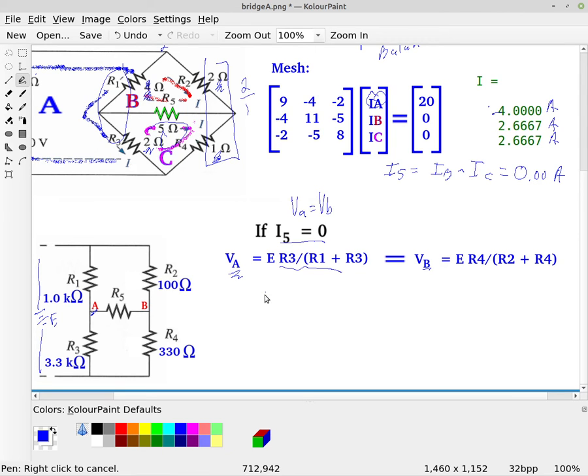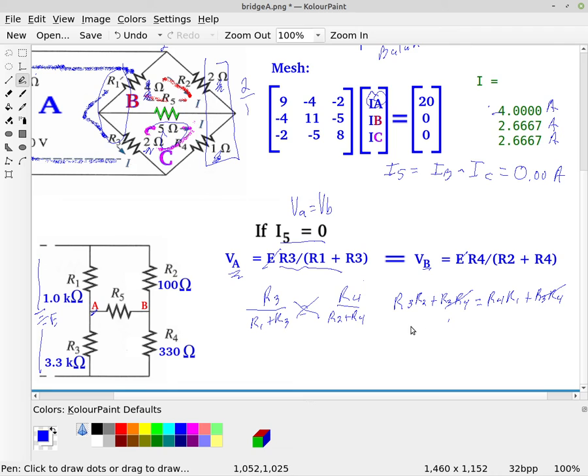And so if we do the math here, the E's will cancel. We're going to have R3 divided by R1 plus R3 is equal to R4 divided by R2 plus R4. If we cross multiply, we'll have R3 times R2 plus R3 times R4 equal to R4 times R1 plus R3 times R4. So now the R3 and R4 terms cancel, and we end up getting the ratio which we actually saw up here.